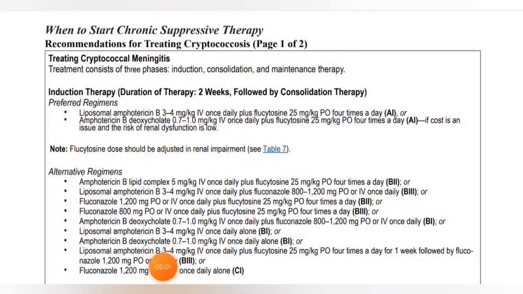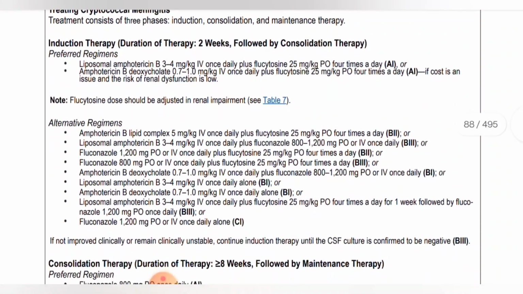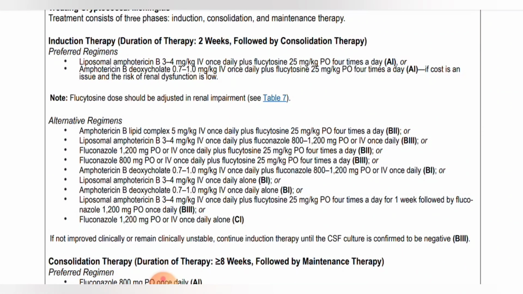So let's discuss the treatment options for cryptococcal meningitis. This has been taken from the CDC guidelines along with the HIV-MR guidelines. Treatment of cryptococcal meningitis is in 3 phases: induction, consolidation and maintenance therapy. In induction, the duration of therapy is 2 weeks. So what is the preferred agent?